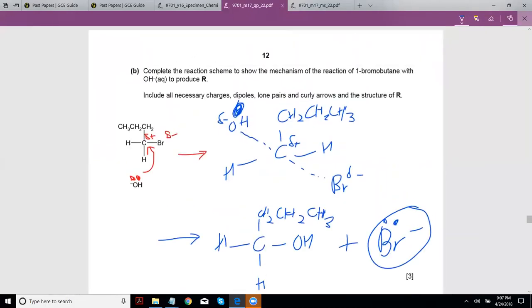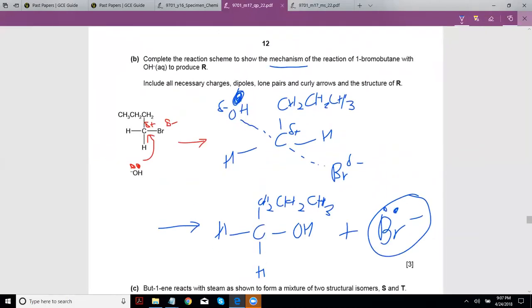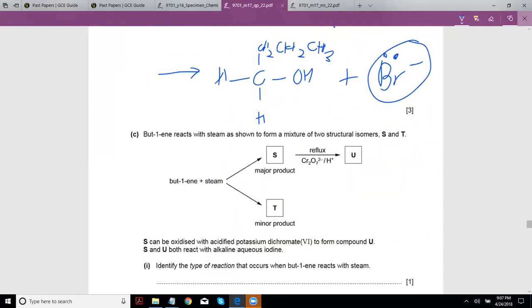But with mechanism again, I would say draw this, because you have to show the mechanism properly. You can't take the risk.